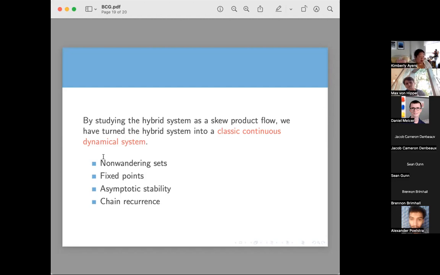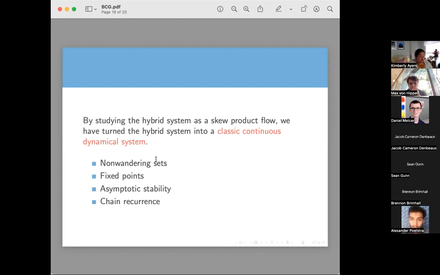So I can talk about non-wandering sets, for instance, as a subset of the product space. Fixed points, but those are going to be fixed points that are a subset of a product space. Asymptotic stability, chain recurrence. And again, I'm not going to define these things because you don't really need to know them. If you're interested, I can tell you, but these are all things happening as a subset of a product space, right? So every time I talk about a point, really, I mean an ordered pair: something that's a function and then something in Rn. Those two things come together as a pair.